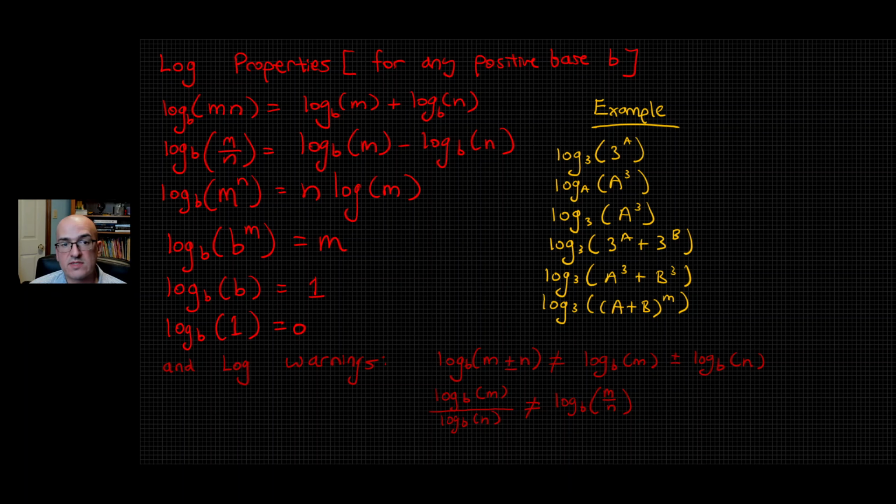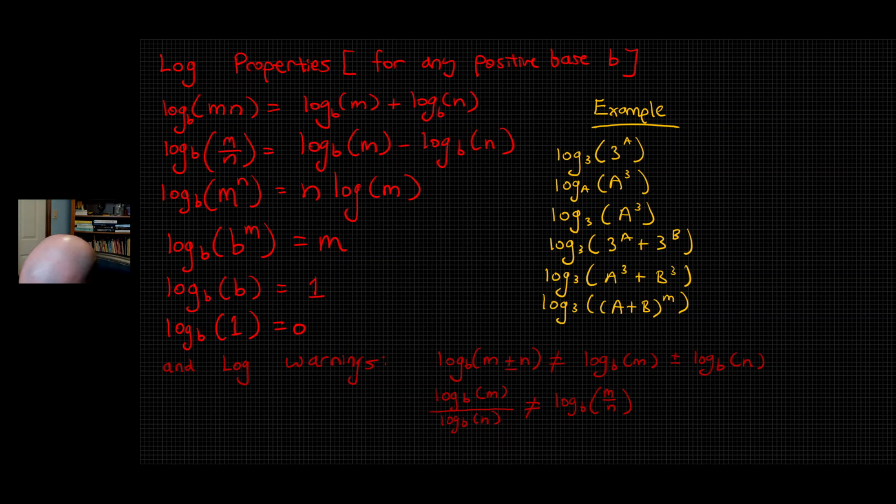And then statements like log base b of b is 1, log base b of 1 is 0, and some warnings at the bottom for things that you might be tempted to do with logs that you can't do with logs, like to distribute a log across a plus or a minus. So log of b plus n or b minus n, you can't rewrite that as log of the first plus or minus log of the second. Another one that's commonly misused is log of a ratio, or a ratio of logs. Log of something divided by log of something else, you can't write that as the log of the insides. So the log of the top divided by the bottom.